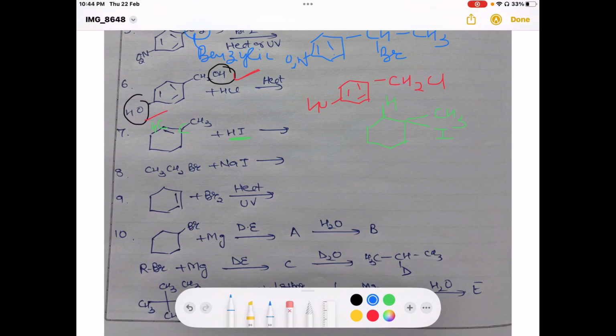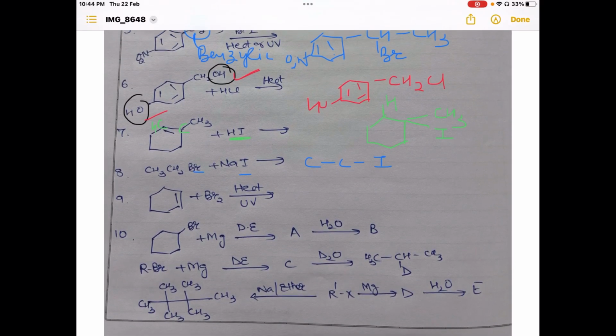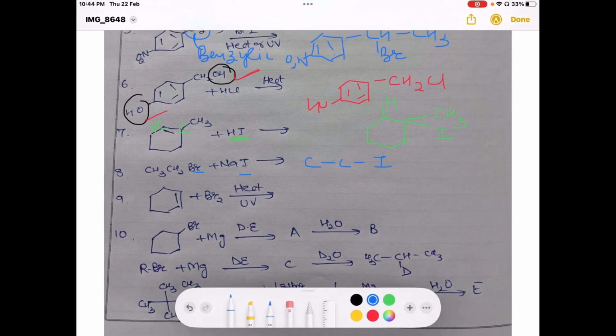Next is the Finkelstein reaction. So Br is replaced by iodine here. Then next is again a photochemical halogenation reaction because the reaction is in the presence of sunlight, and this carbon is an allylic carbon. So the negative part, this Br, gets attached here.